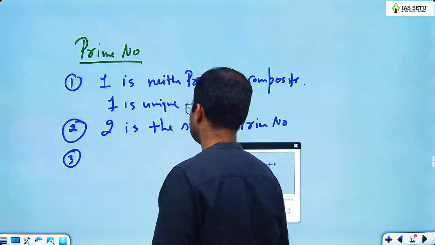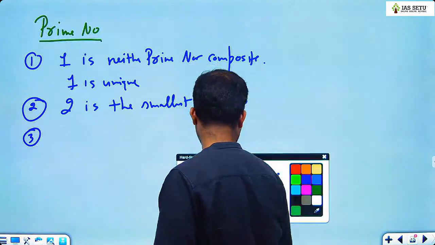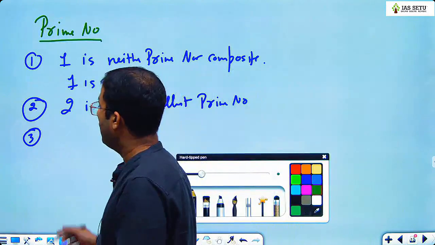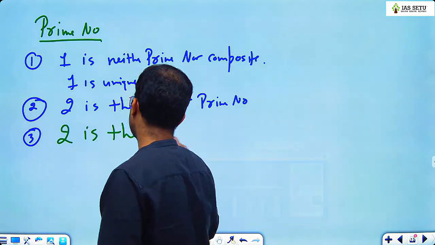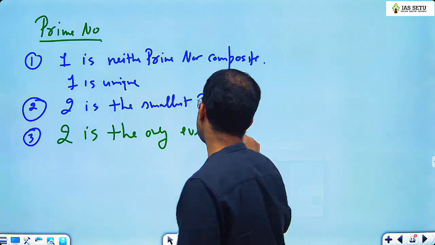Next is: 2 is the only even prime number.